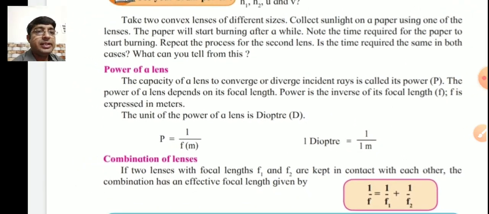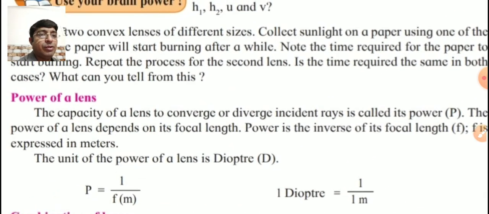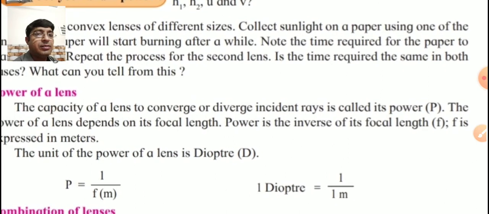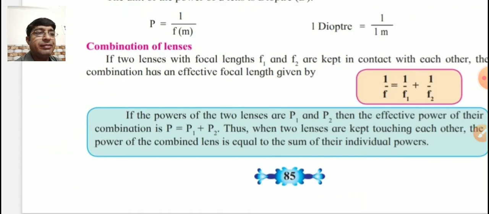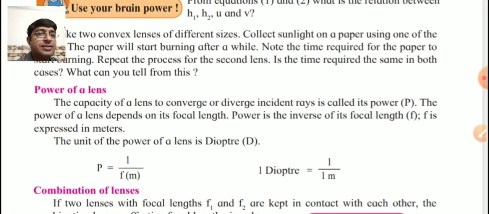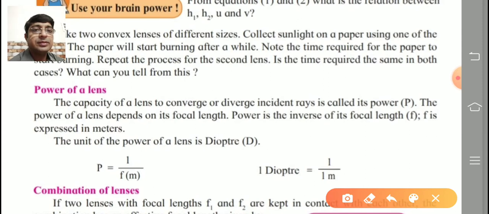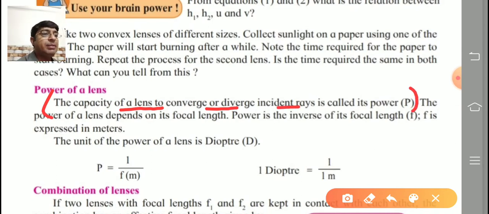Next question given: define power of lens. What is the unit of power of lens, and write its formula. So mark the definition of power of lens first. The capacity of a lens to converge or diverge incident rays is called what? Power, the power of lens. The power of lens depends on its focal length. So power is the inverse of its focal length, small f.